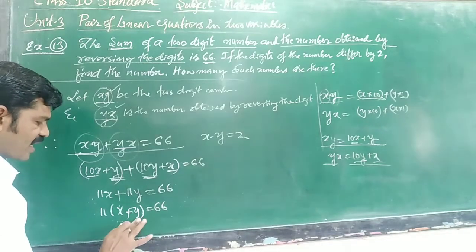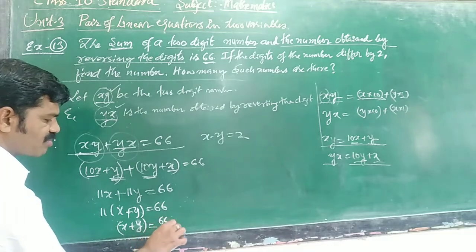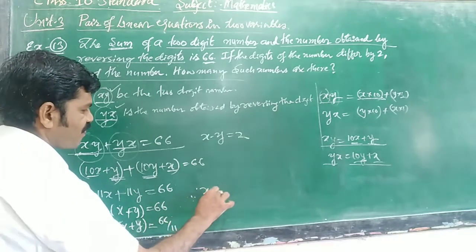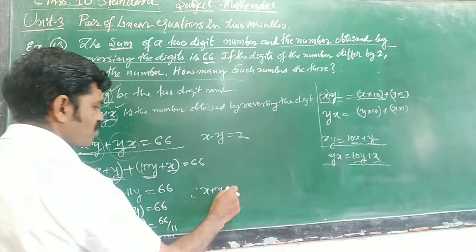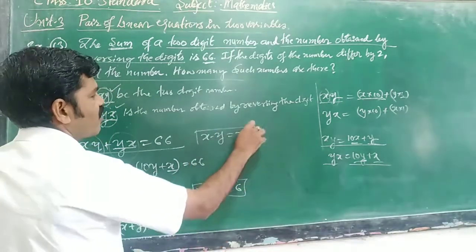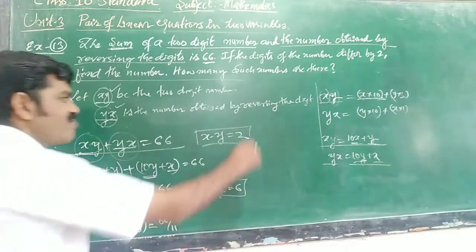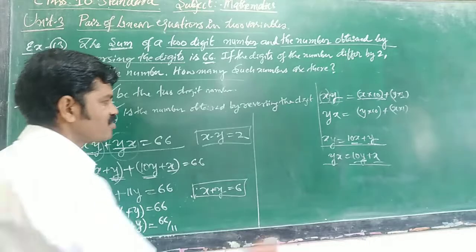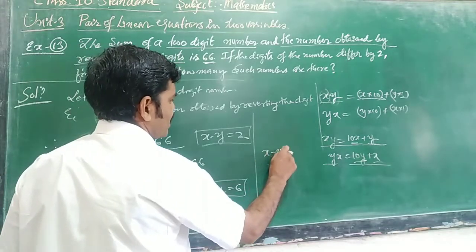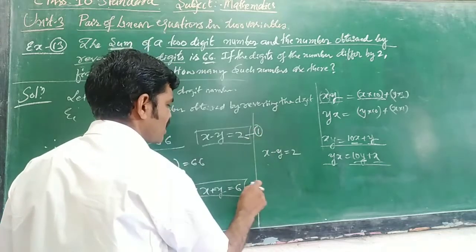x plus y is equal to 66 by 11. Therefore, x plus y is equal to 6. We have x minus y is equal to 2. Therefore, we can easily obtain x minus y is equal to 2. Let us call this equation 1 and this equation 2.